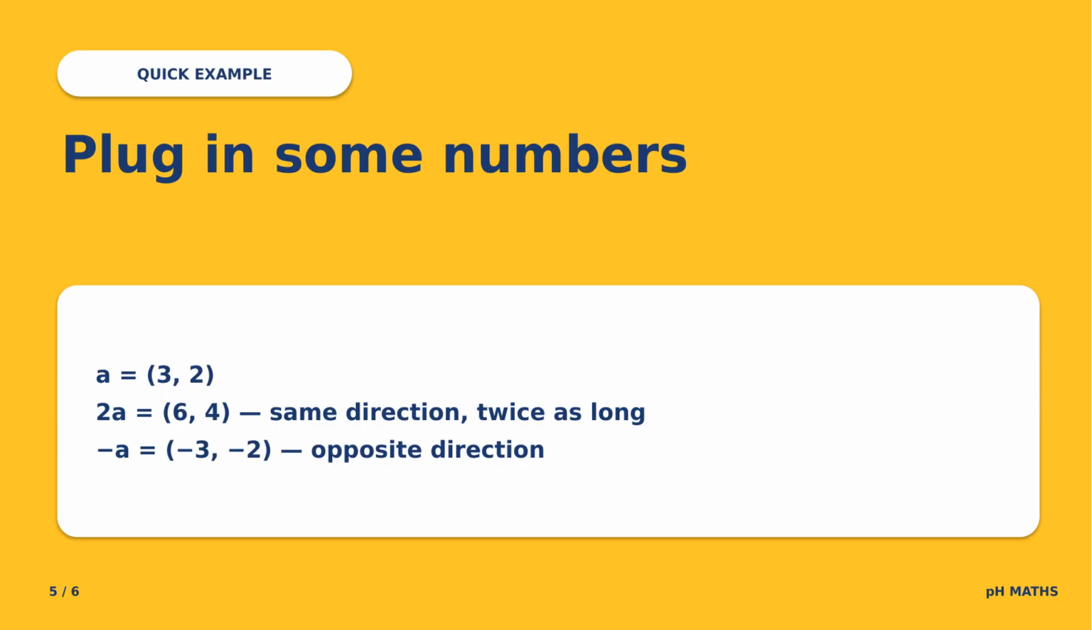Quick example: vector a equals (3, 2). 2a equals (6, 4), same direction, twice the magnitude. Minus a equals (-3, -2), same magnitude, opposite direction. All three vectors are parallel, same direction line, different scaling.